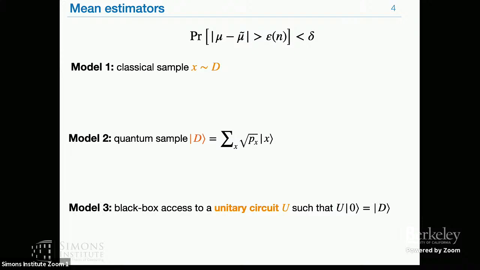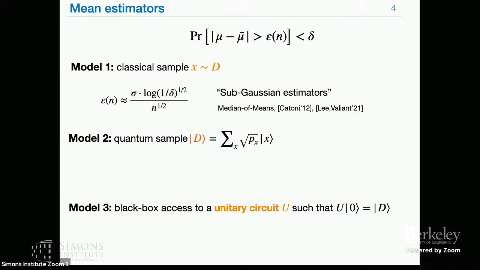So now the natural question is, what is the best error bound we can obtain in each of these three models? And first, in the classical setting, the answer is pretty well known. The best you can have is on the order of the standard deviation of your unknown distribution, divided by the square root of the number of samples you are getting. Okay, and the estimators that satisfy this bound are called sub-Gaussian estimators. And there are many possible choices for those estimators. Maybe the most well-known one is the median of means.